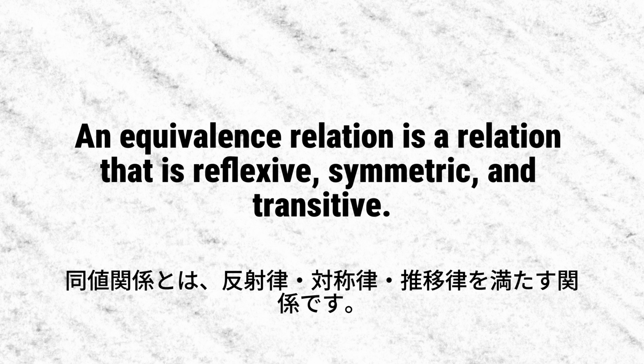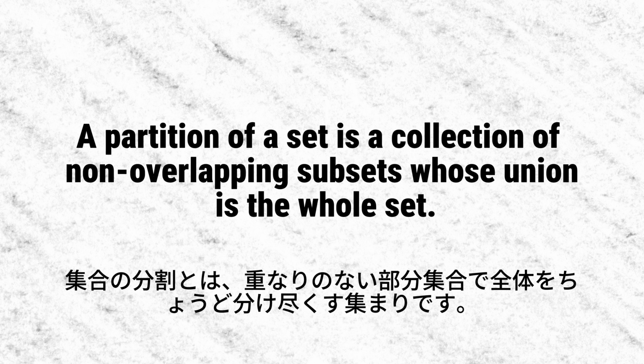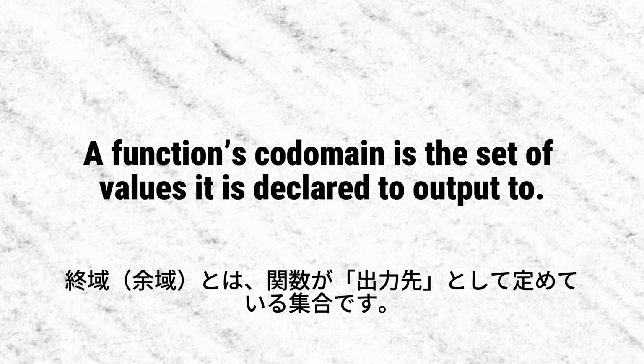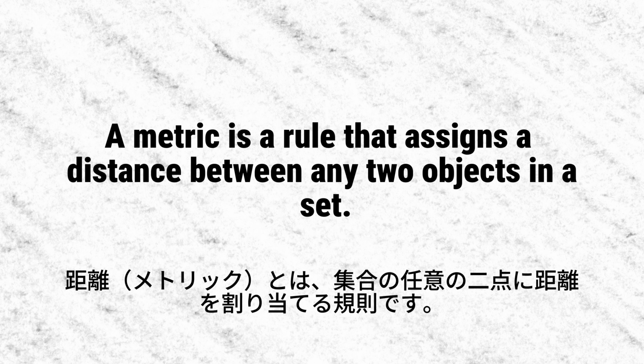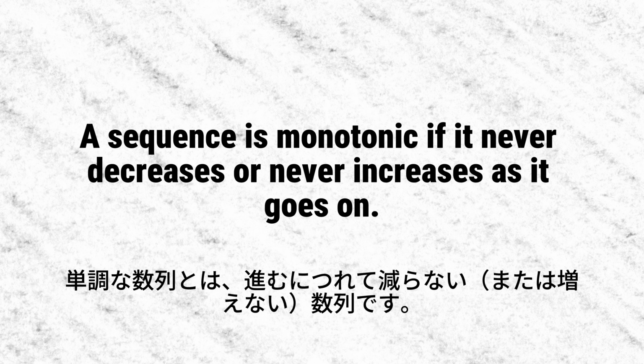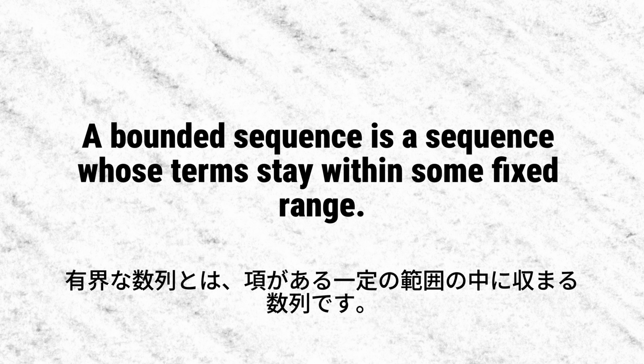A partition of a set is a collection of non-overlapping subsets whose union is the whole set. A function's codomain is the set of values it is declared to output to. A metric is a rule that assigns a distance between any two objects in a set. A sequence is monotonic if it never decreases or never increases as it goes on. A bounded sequence is a sequence whose terms stay within some fixed range.